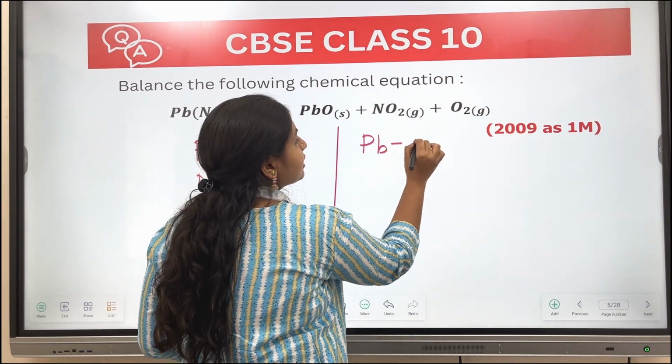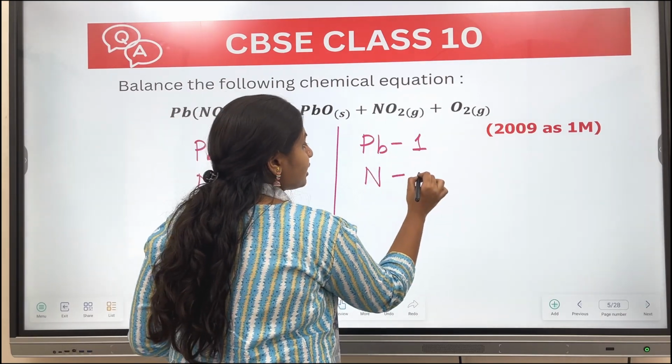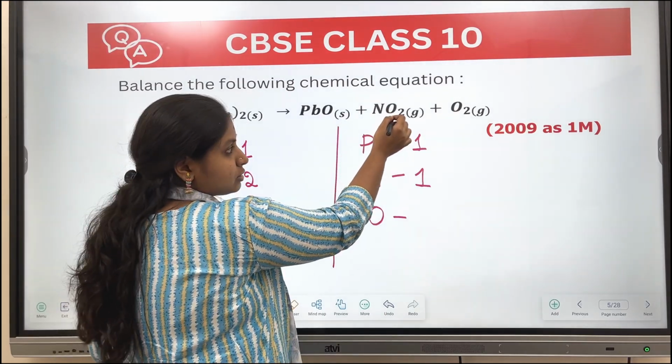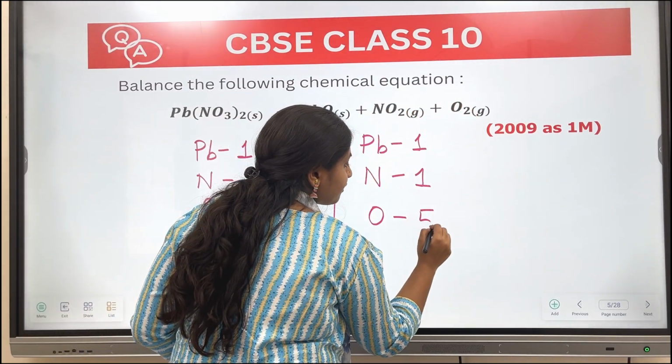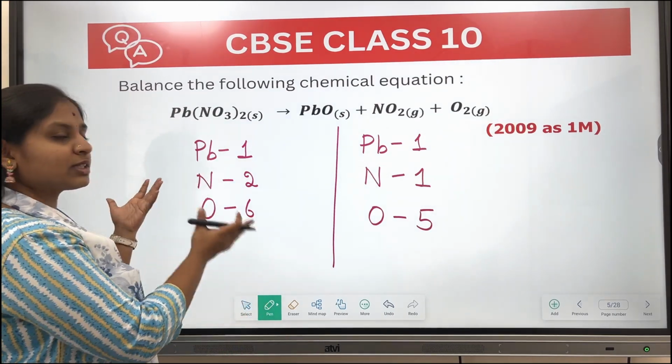Lead oxide, lead is 1 atom. Then for nitrogen, there is only 1 nitrogen atom. And oxygen, 1 plus 2, 3, 3 plus 2, so 5 oxygen atoms are present. So always remember, try balancing with the metal.